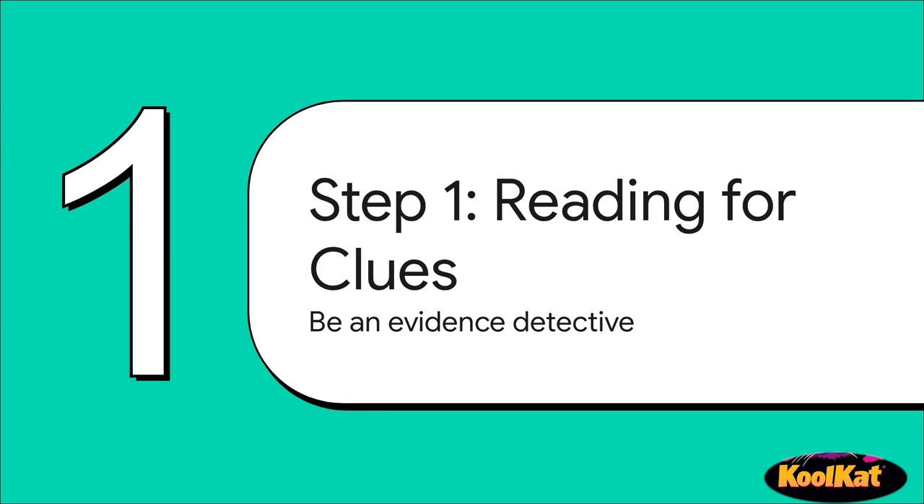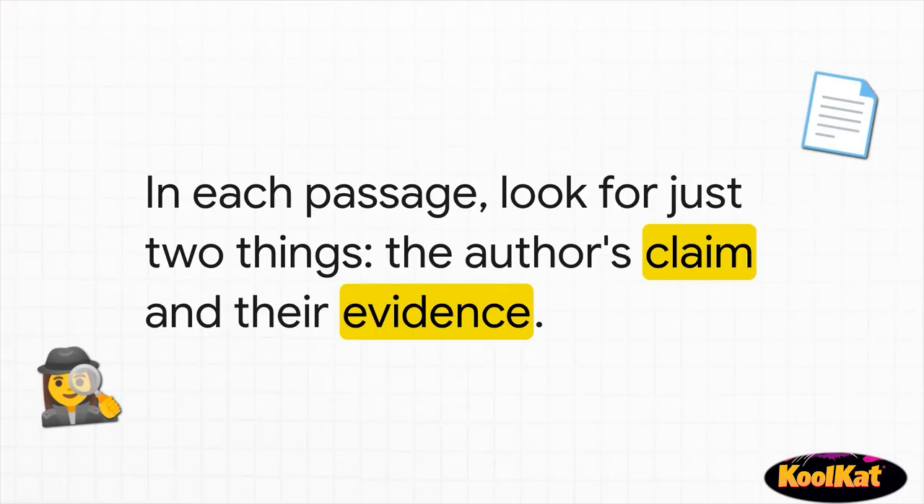Okay, so that brings us to step one. And for this, you need to think like a detective. You're not there to agree or disagree with what you're reading. Nope. Your job is to investigate. You are hunting for clues that show how each author built their case. So what kind of clues are we talking about? It's actually pretty simple. In each passage, you're looking for just two things. First, what's the author's main point? That's their claim. And second, what proof are they using to back it up? That's the evidence. That's it. Claim and evidence. That's the whole game.